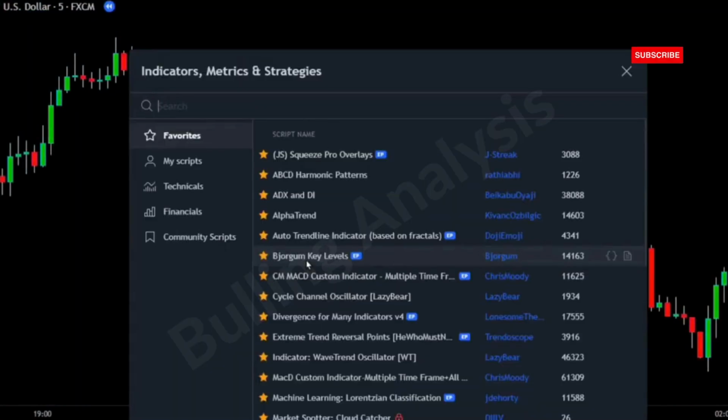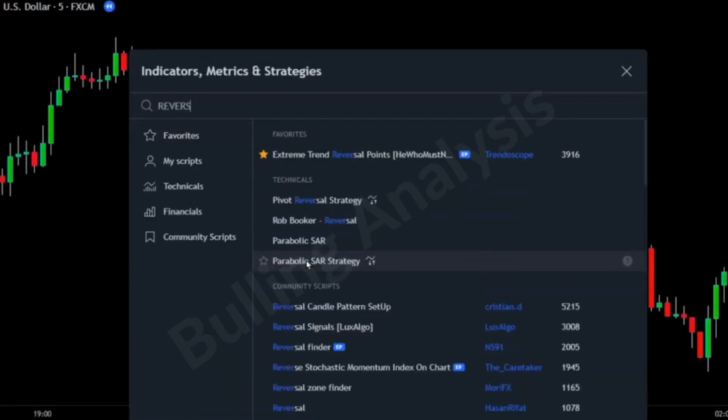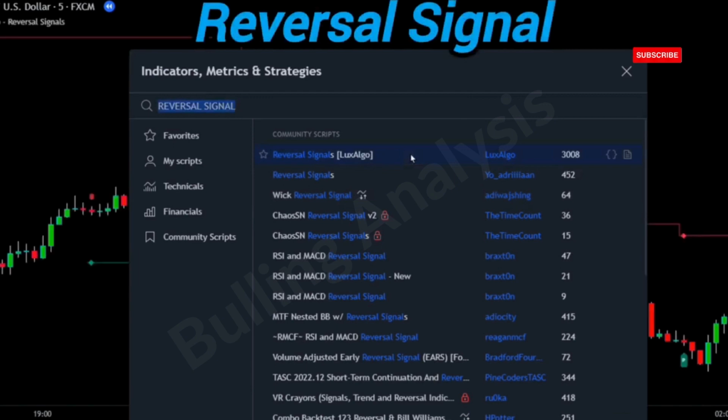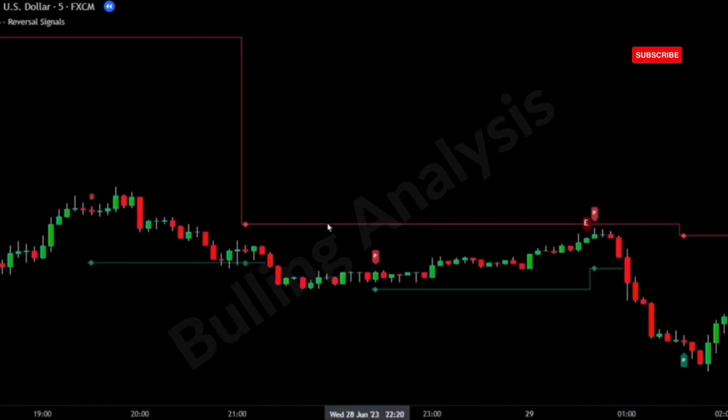In the second place, we're going to talk about a trading technique that uses price action and momentum to predict when the market might change direction. It's all about finding those reversal signals with a tool called Luxalgo, which is a special indicator that helps us spot potential turning points in the market.